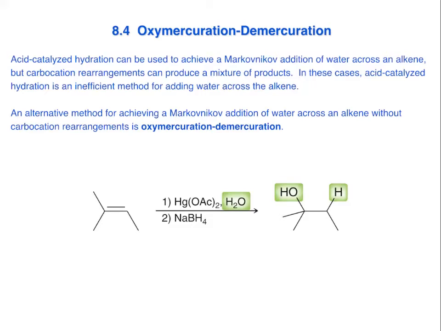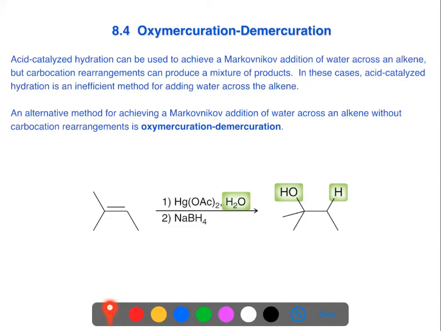An alternative method for achieving Markovnikov addition of water across an alkene without carbocation rearrangements is referred to as oxymercuration-demercuration. As you can see in this example, starting from an unsymmetrical alkene, we're going to end up with Markovnikov addition of water. That is, the hydroxyl group will form a covalent bond with the carbon that was more highly substituted in the original alkene.